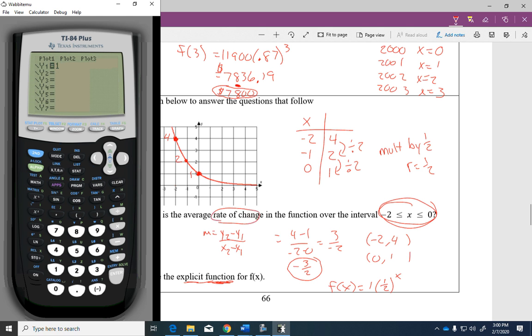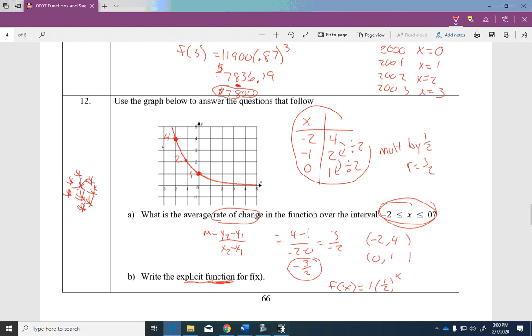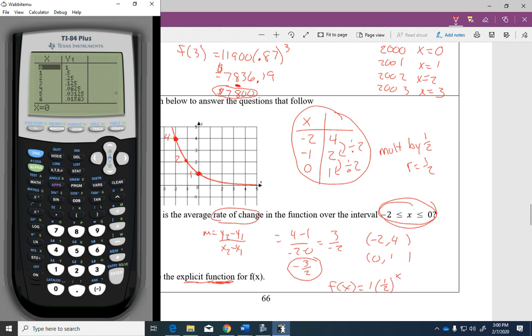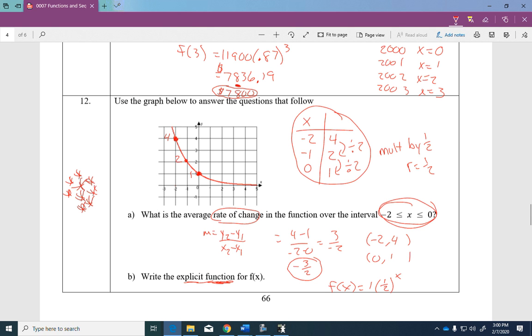I'm going to use a 0.5. My calculator doesn't really do fractions because it's not updated. And take a look at your table. Make sure you're getting the points that we just wrote down in this table. So at -2, I have 4. At -1, it's 2. At 0, it's 1. Yep, I did a good job. So I'm done. This is my answer.